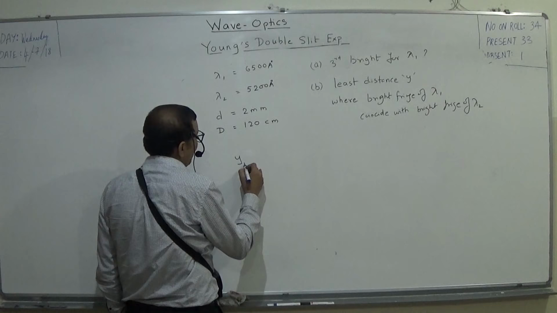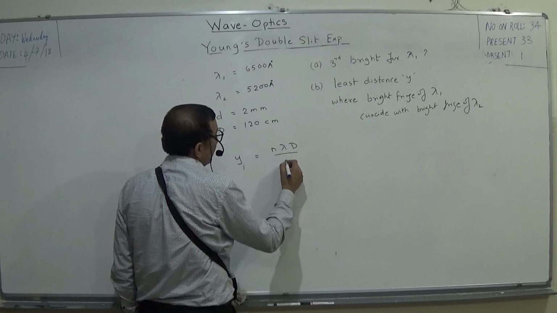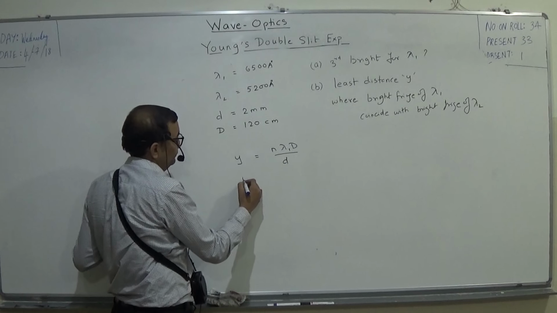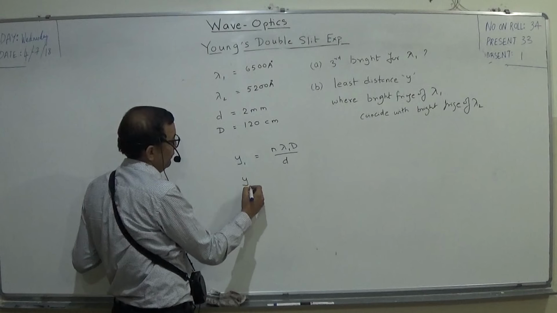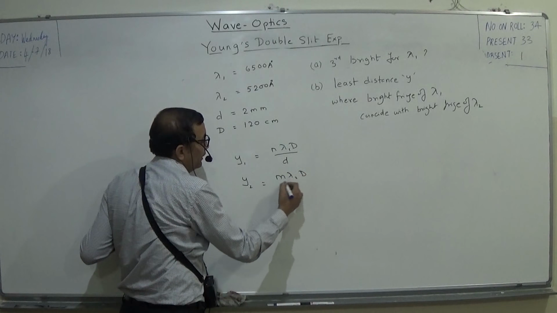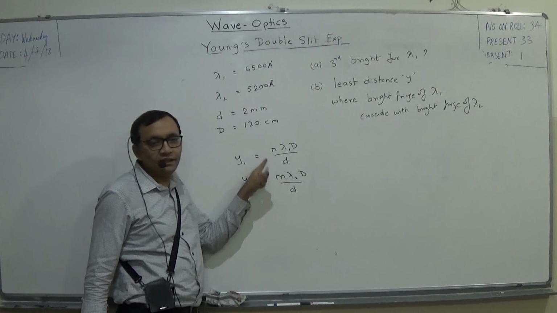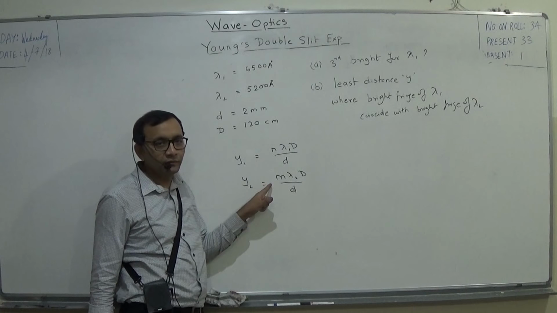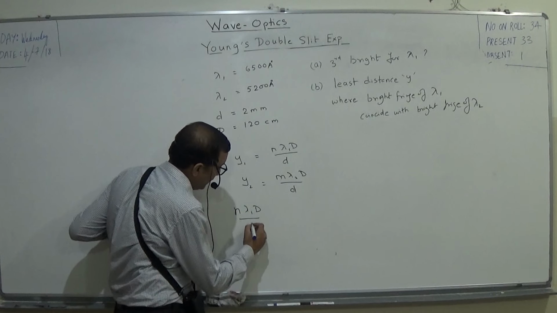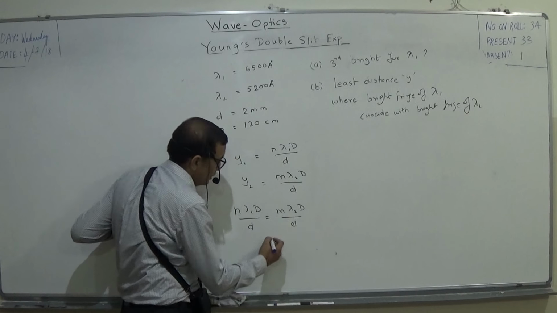See, the location of maxima is what? n lambda D by d. Now suppose this is for lambda 1, this is y1, and y2 will be m times lambda 2 D by d. Are you getting this? See, this integer and this integer need not be the same. Fine. So n lambda 1 D by d will be equal to m lambda 2 D by d.